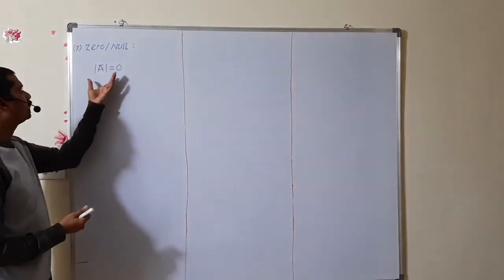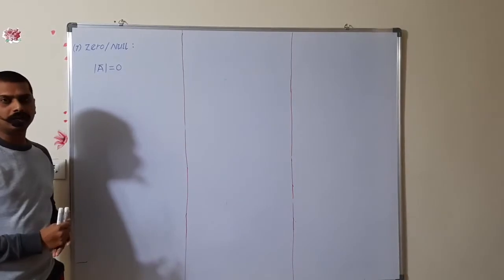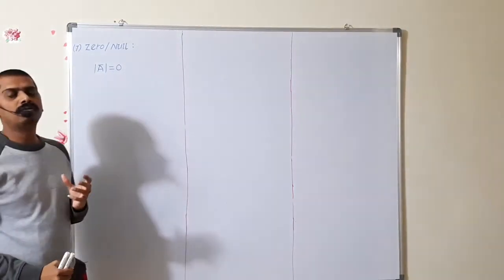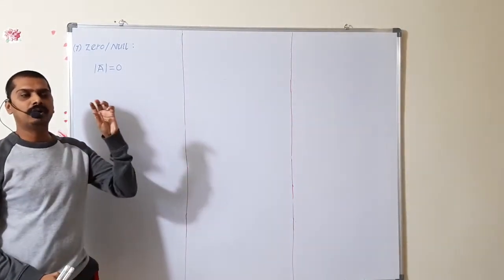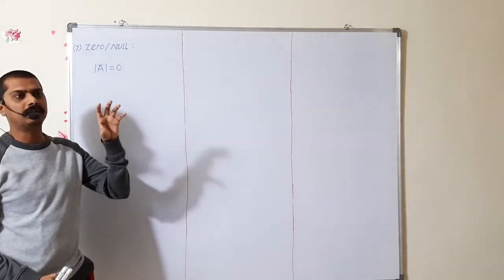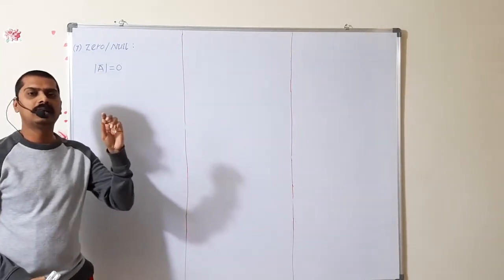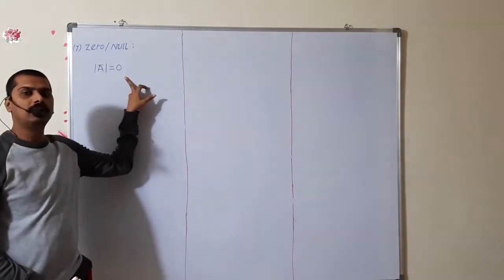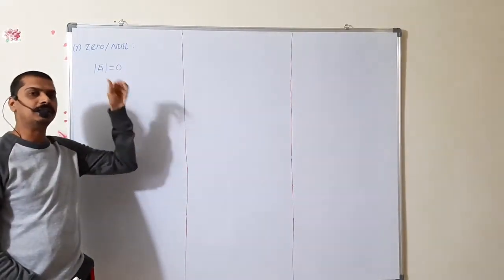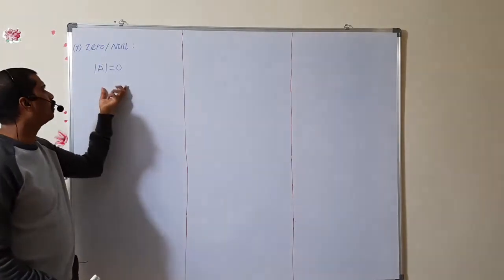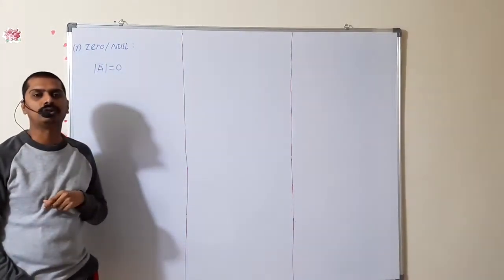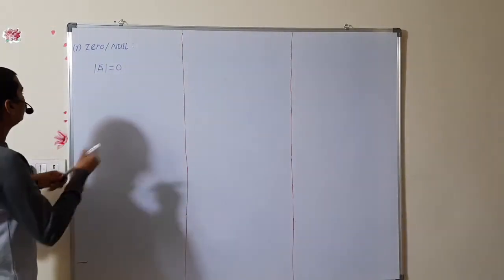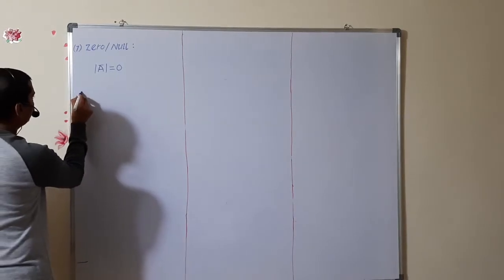Take the example of a zero vector or null vector: an object is thrown vertically upwards. At the point of maximum height, the velocity becomes 0. It means the magnitude of the velocity is 0, but the direction of the velocity is downward. That is one example of a null vector or zero vector.